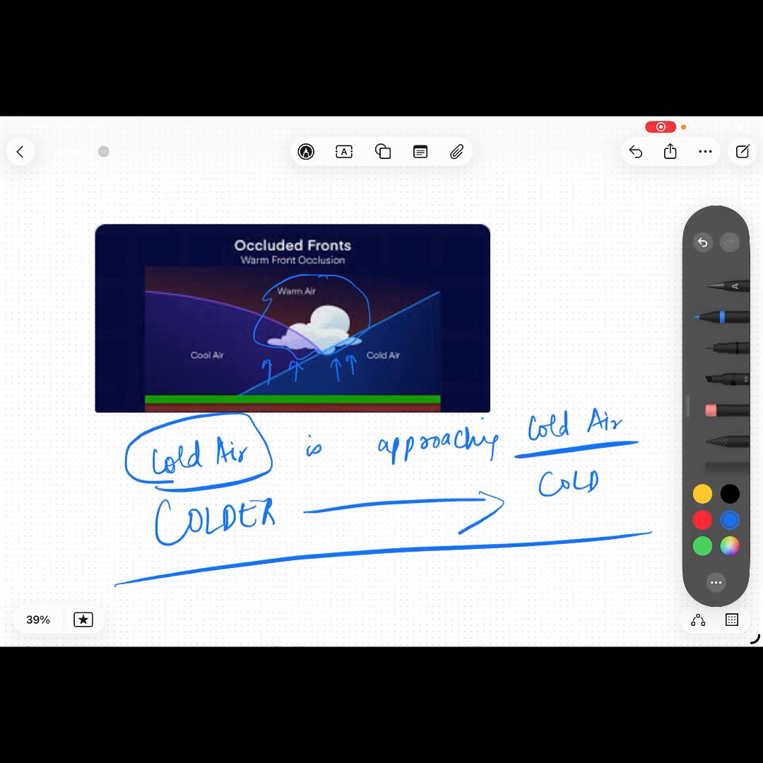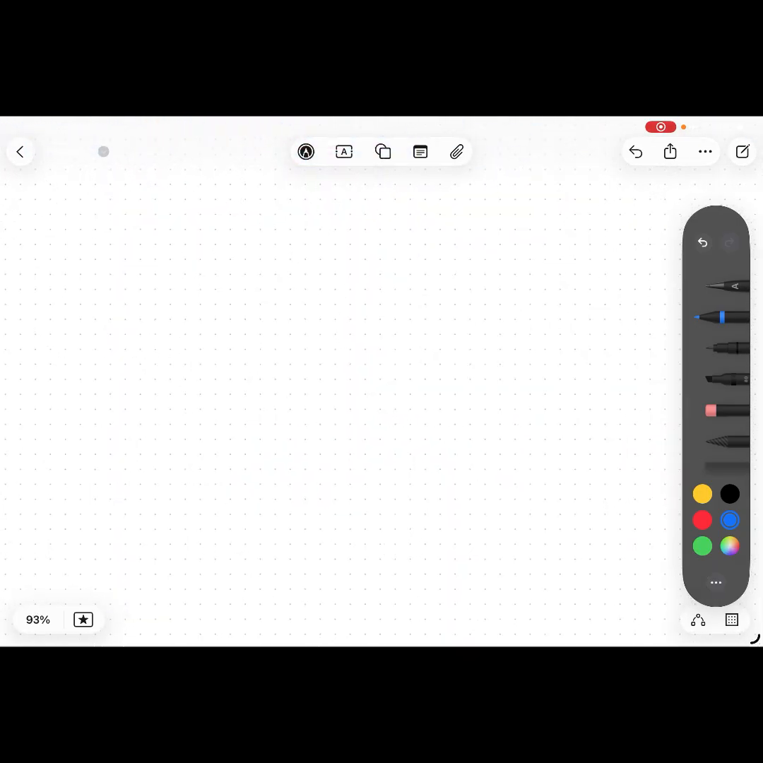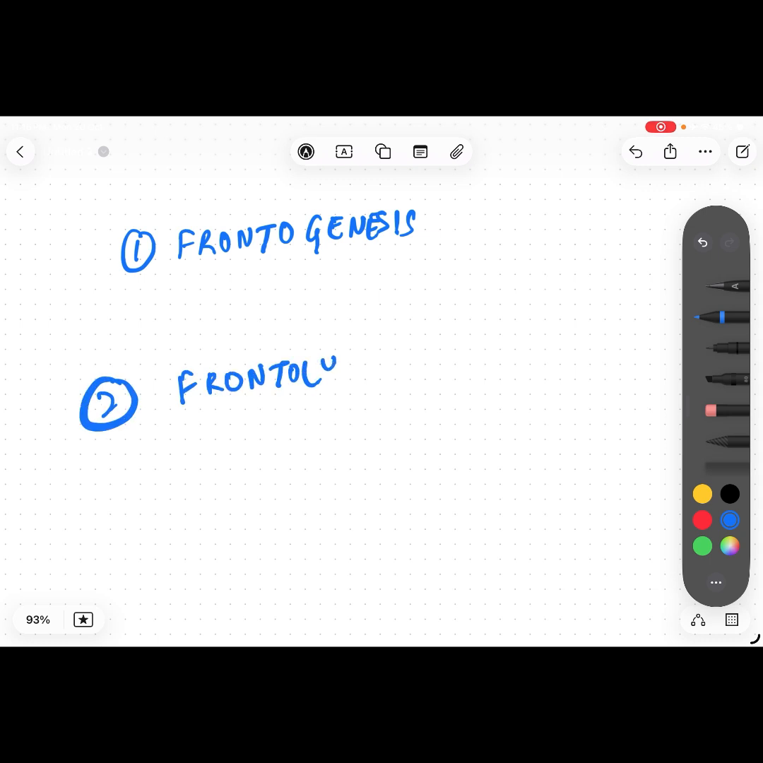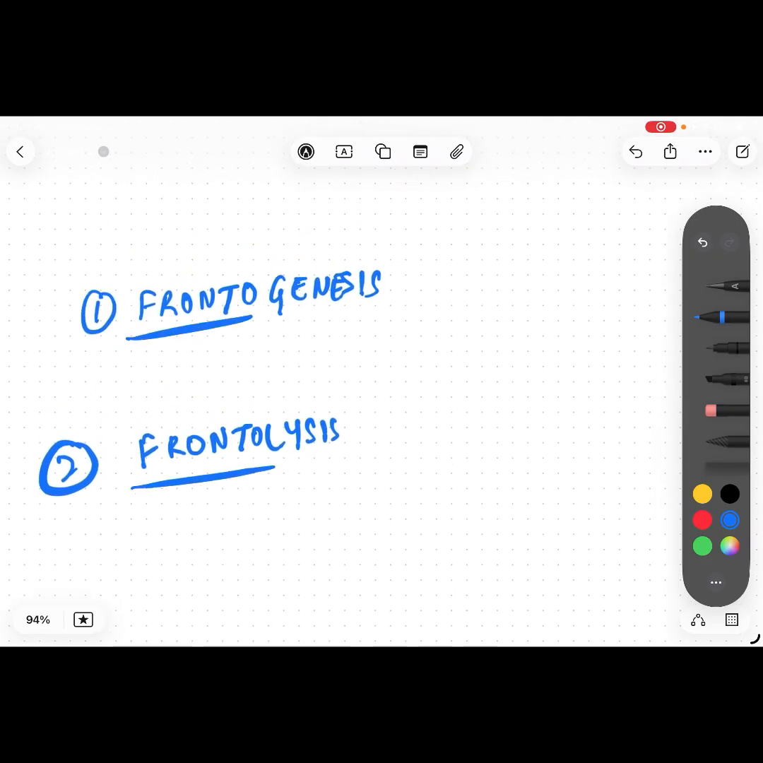The last part is I'm going to talk about two definitions, sorry, that might come in your exams. One is Frontogenesis, and then there is another term that is Frontolysis. What it really means is frontogenesis is the formation or strengthening of a front. Okay, so how do I learn? Because fronto and fronto is the same. So how do I learn?